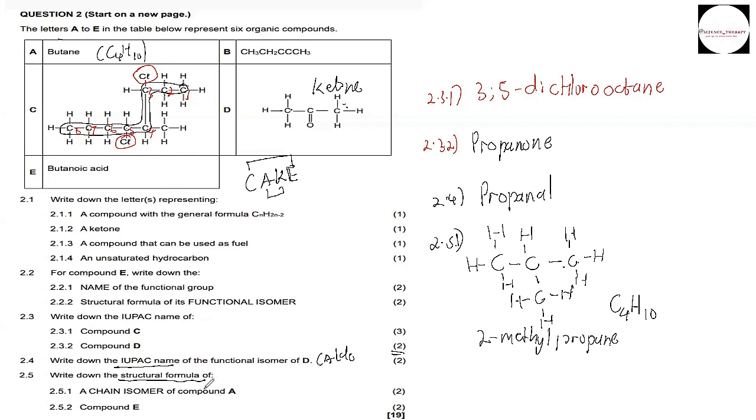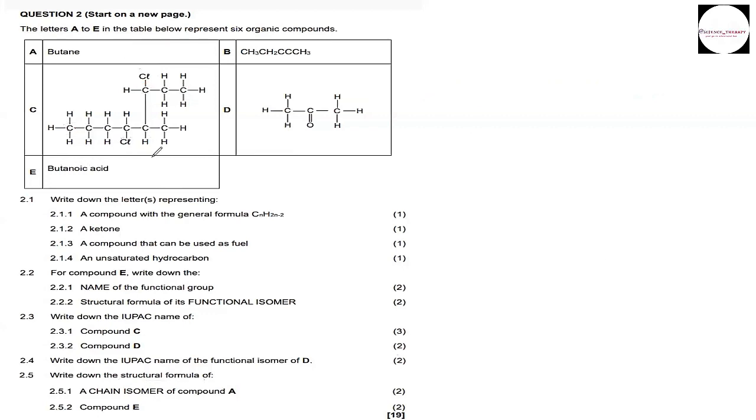Now, write down the structural formula of compound E, which is butanoic acid. So how should we draw that one? This is how you do it. Butanoic acid, that's 1, 2, 3, 4. So but-, 4. And since it's a carboxylic acid, we indicate our carboxyl group like this. And then we just go ahead and fill in the hydrogen atoms. And just like that, we have our structural formula for compound E.